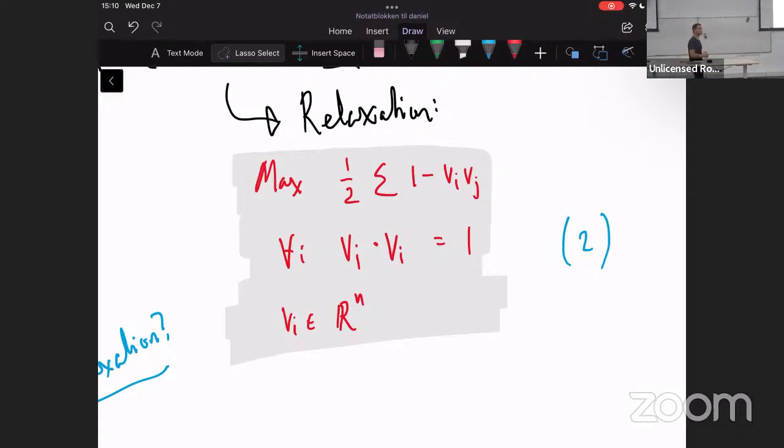Now notice that in the vector world, this is a generalization of being either 1 or minus 1. Like in one dimension, being a unit vector means you're pointing this way or that way. But now I can point all over the place.